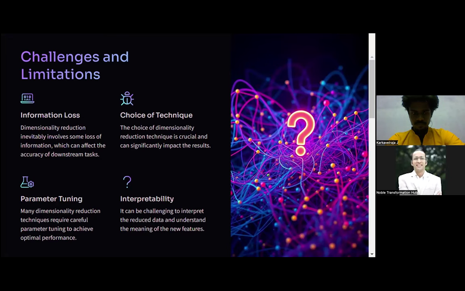Okay. So interpretability. There can be a challenge to interpret the reduced data and understand the meaning of the new features. So that is a challenge, and you don't know how the machine or a model will behave. So you need to understand these are the challenges for dimensionality reduction techniques. So keep these challenges and limitations in your mind. Let us move to the other section.